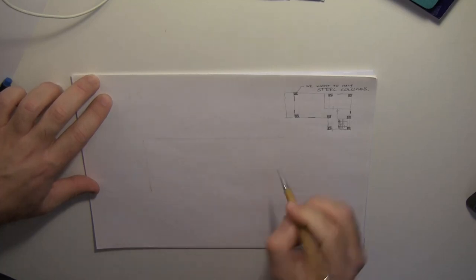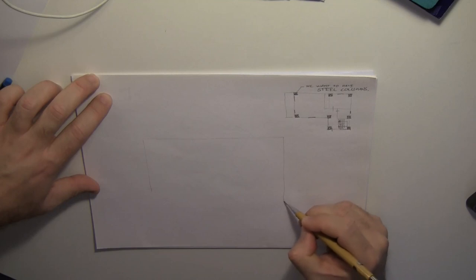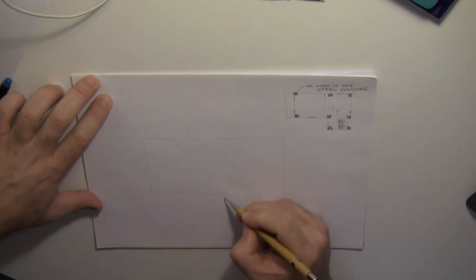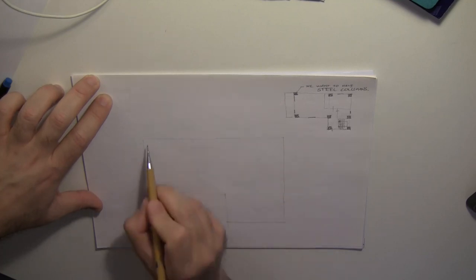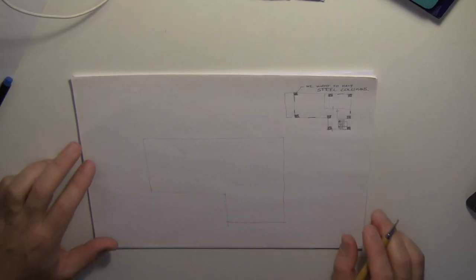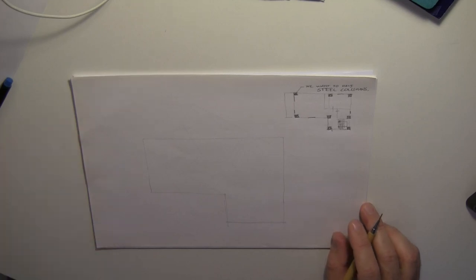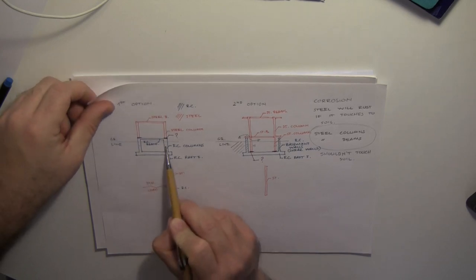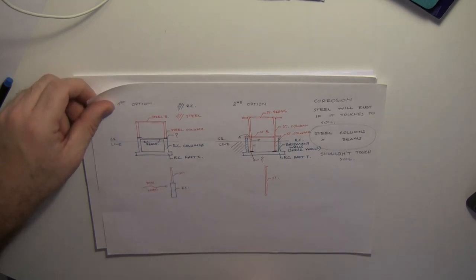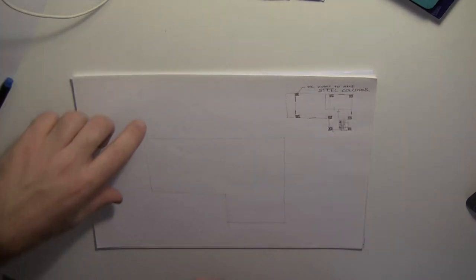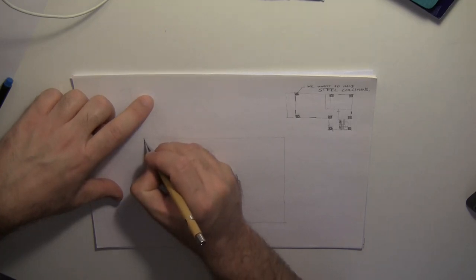Very faintly, I will draw here my building. Here is the building. Okay, and as you know, we are working on the foundation plan. In the first option, what will we have? We are going to have reinforced concrete columns in the basement floor, which means that in the foundation plan, we are going to see reinforced concrete columns. Okay? So let's draw our reinforced concrete columns here.